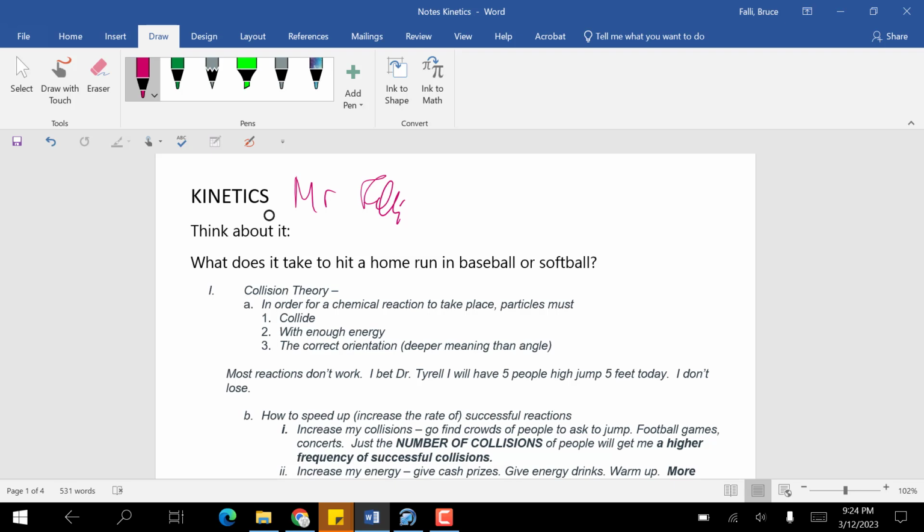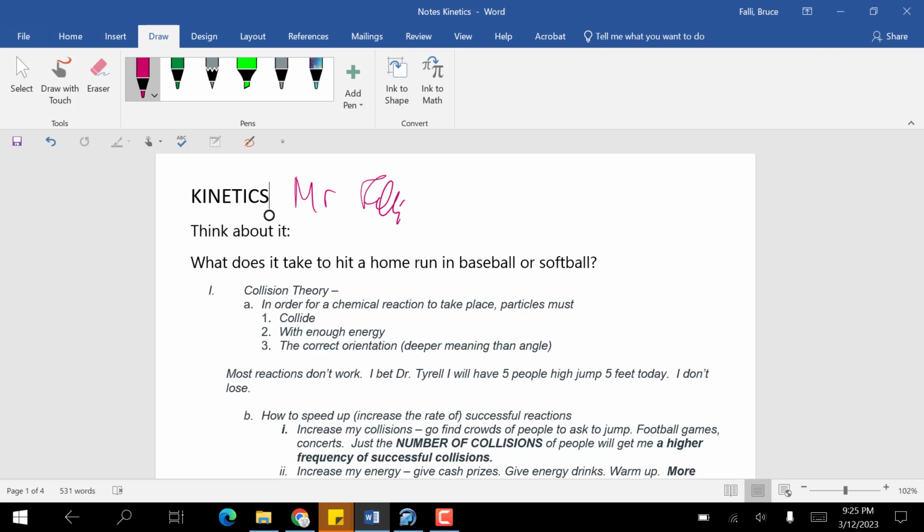Here we go. The thing that I think about on the macro scale for kinetics, because all of this is what's happening on a smaller scale, is what does it take to hit a home run in baseball or softball? To do that, you've got to hit the ball, right? A lot of times people try to hit a ball and they swing and miss. The other thing is you have to hit it with the right orientation. If you're hitting ground balls every time, you'll never hit a home run. And the other one's with enough energy. If you're hitting it at the right angle, but you just don't have the oomph to get it out of there, you're not going to hit home runs.